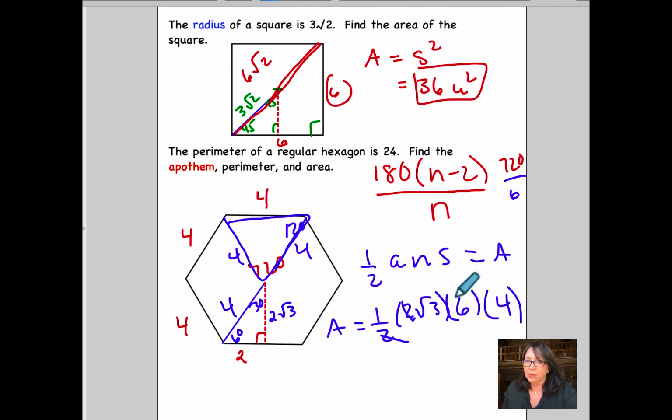2's are going to cancel. And remember, numbers cancel with numbers. Also multiply with numbers. That root 3, don't touch it. So you've got 6 times 4, which is 24. And then 24 root 3 is the area of this hexagon.